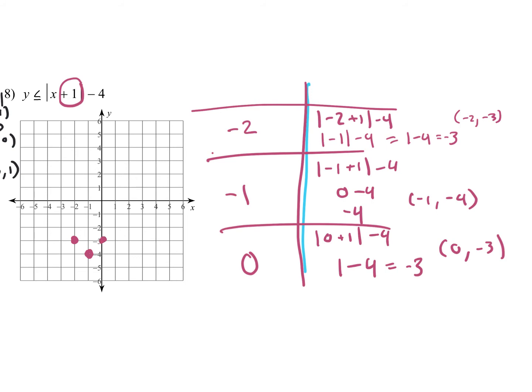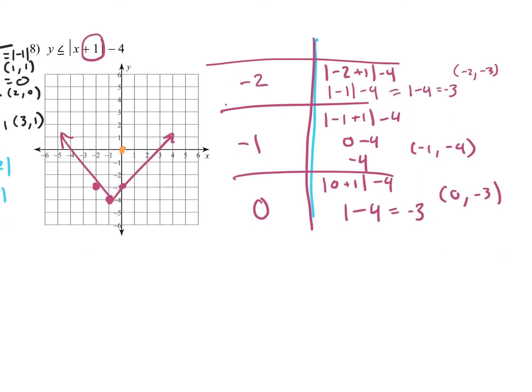Do I have a solid V or dotted V? Solid. So solid V. Now I need to figure out where I'm going to shade. So what can I plug in? 0, 0. That's in my V. So I have 0, 0, 0 for x and 0 for y.